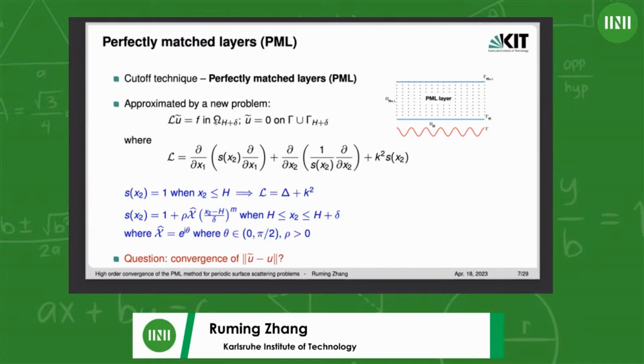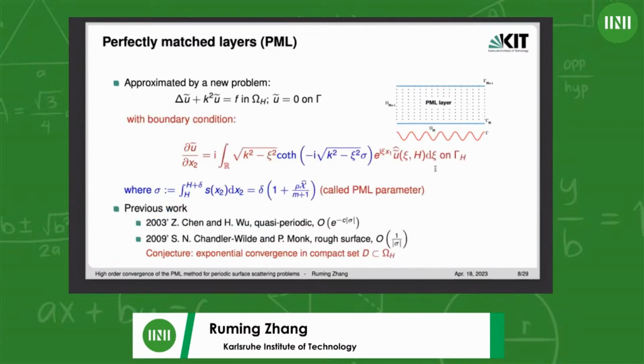So we call that omega H plus lambda, sorry, this is lambda. So we approximate the problem in the periodic strip, omega H plus lambda. This is the way we add the perfect matched layer. Since U tilde is an approximation, the key question here is about the convergence of U tilde to U in the physical domain omega H.